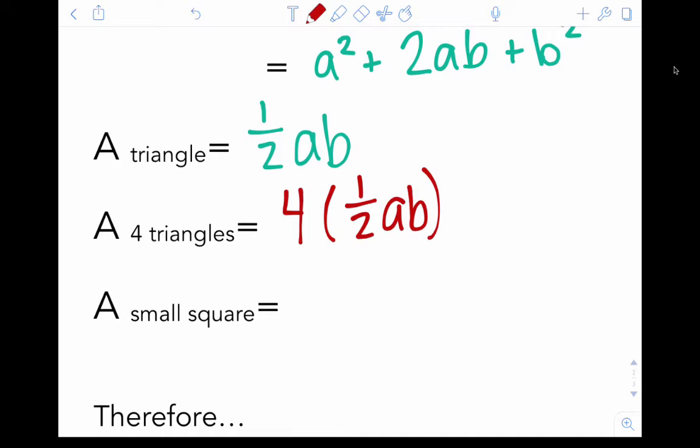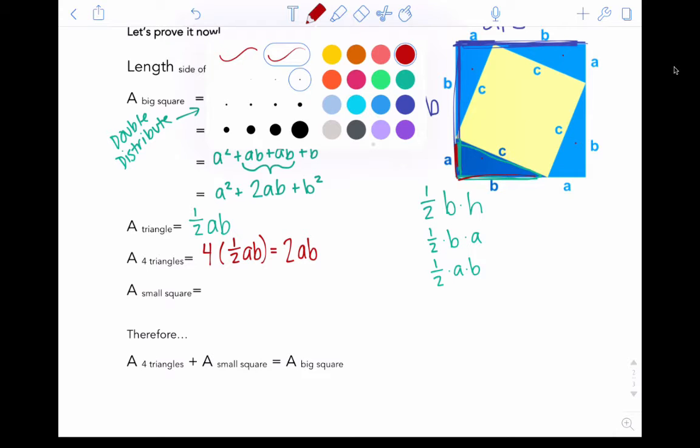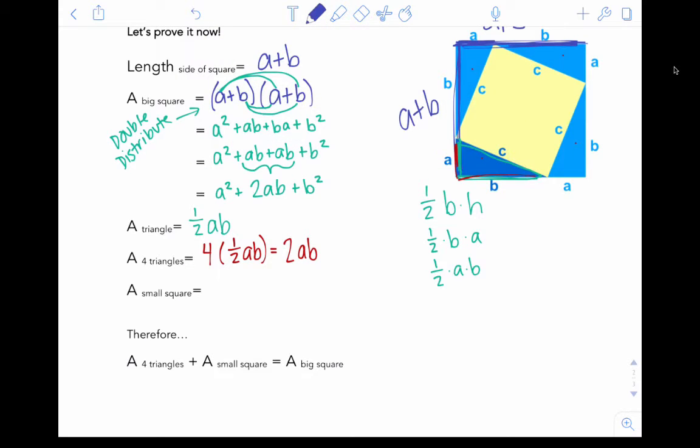Now this is all just multiplication, and I see that I have two numbers in here that I can multiply together. I know that 4 times 1/2 is 2. So the area of the four triangles is 2AB. I'm getting close to the end here. The last thing I need to do is figure out the area of the small square.